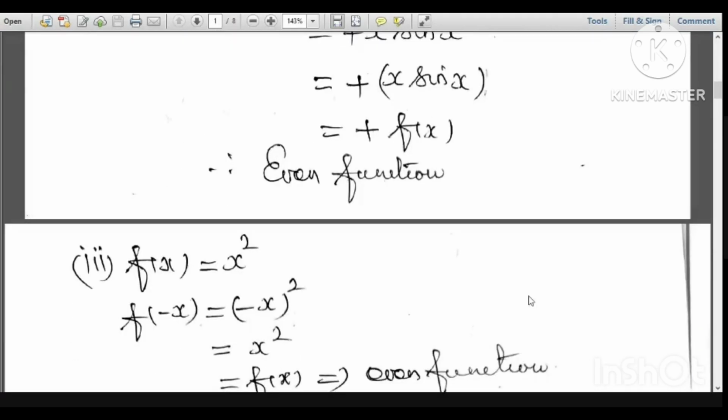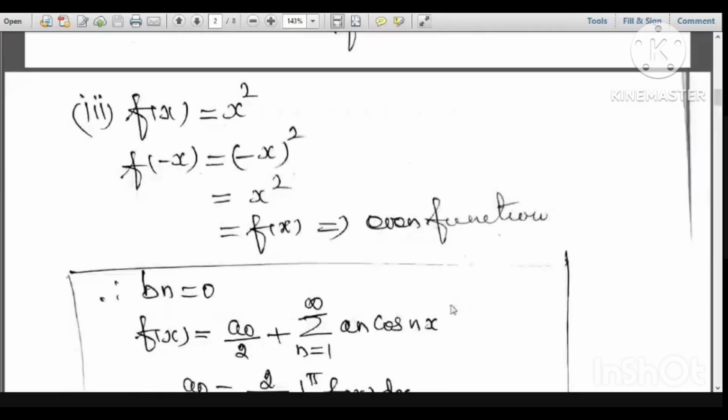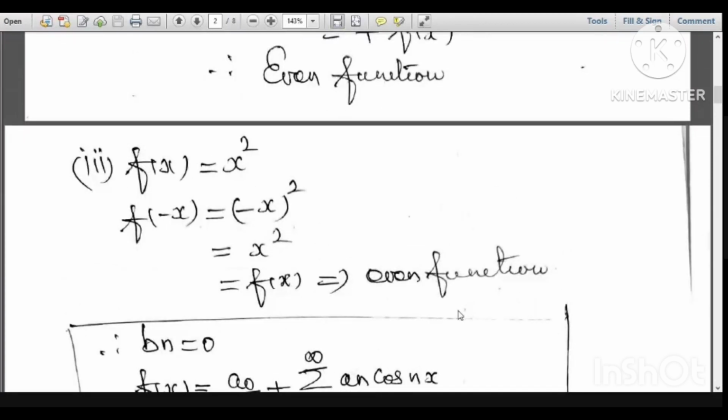One more example, let us see. f of x is equal to x square. So f of minus x is equal to minus x whole square. For x you have to apply minus. So minus x whole square is equal to plus x square, which is equal to f of x. This is an even function.